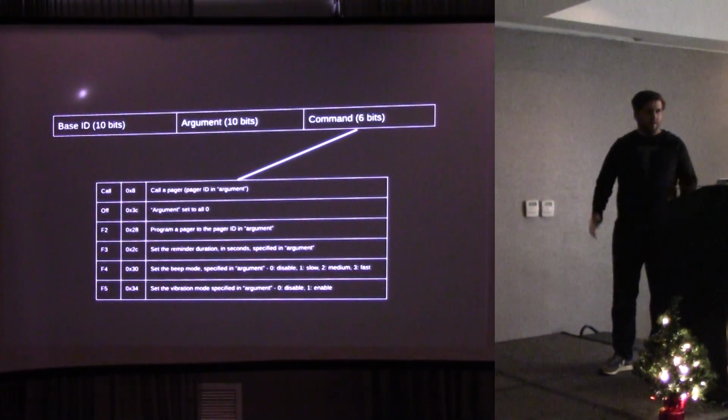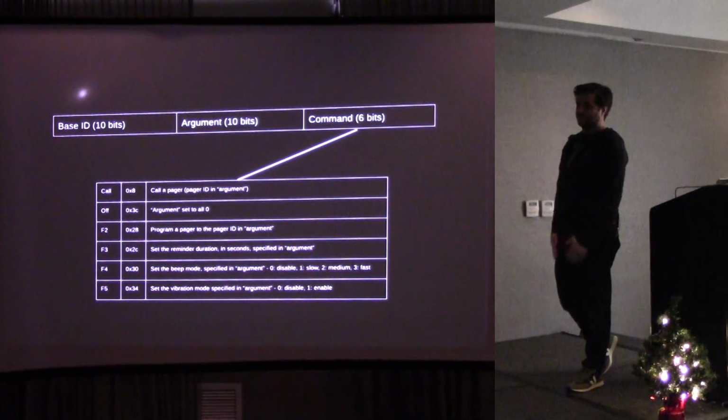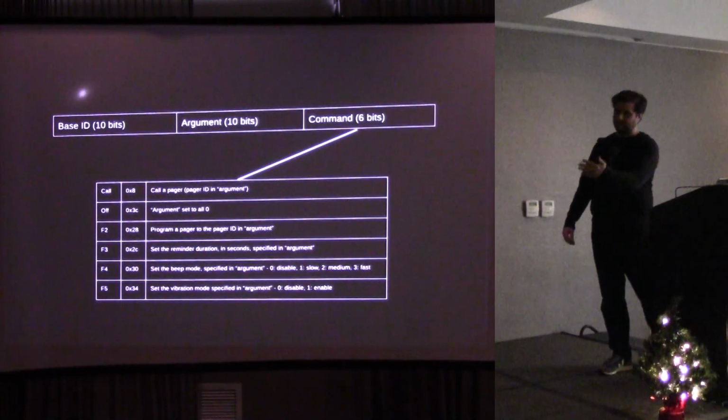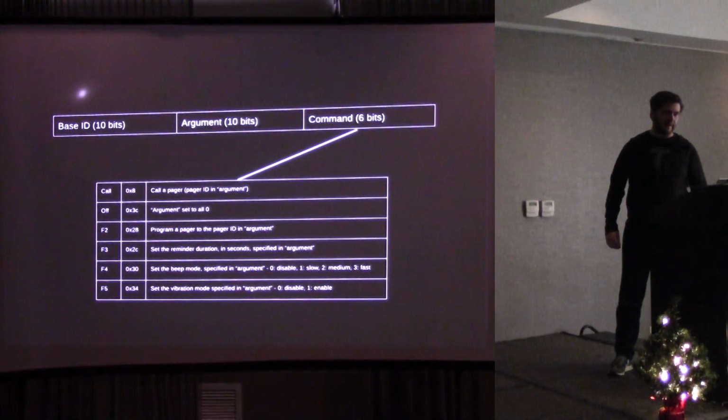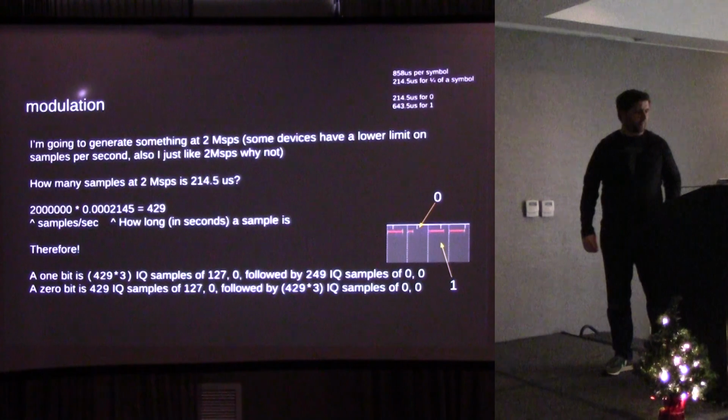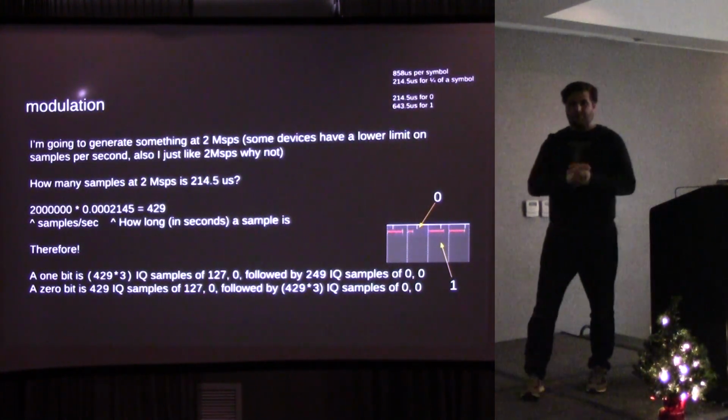This is kind of the bit pattern of our message. So we've got 26-bit totals, a base station, some sort of argument. Usually it's a pager ID and a command. Okay, so now we get to the fun part.